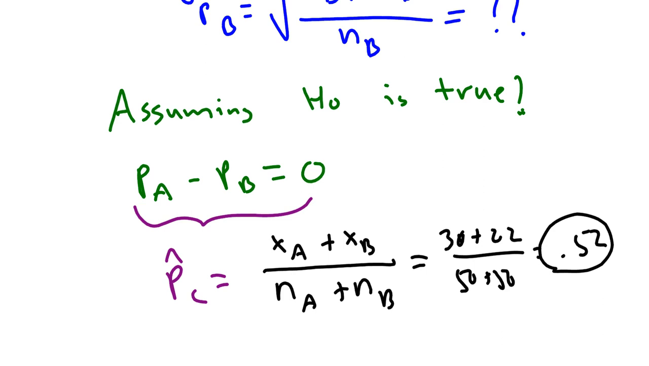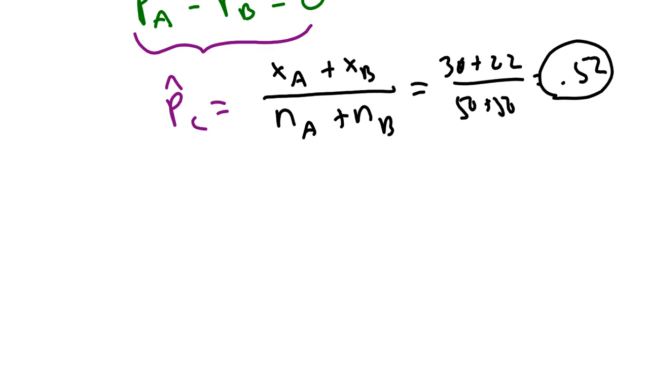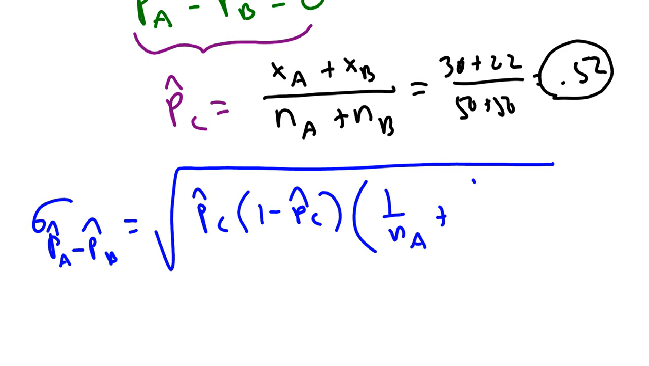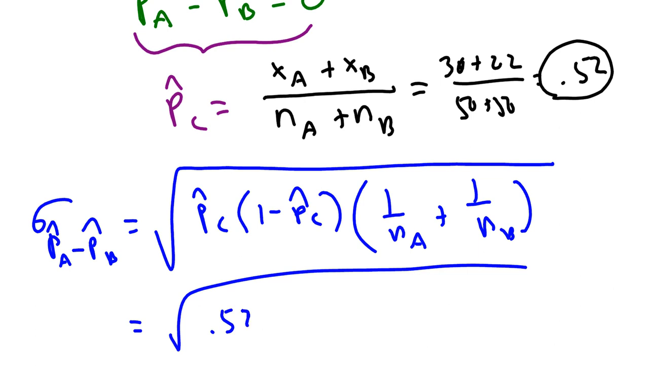Okay, and now once you have that, you're ready to find your standard deviation. So the standard deviation formula we're going to use is this. The standard deviation of p hat sub A minus p hat sub B is equal to the square root of p hat combined times 1 minus p hat combined times 1 over NA plus 1 over NB. Okay, so this is going to equal the square root of 0.52 times 1 minus 0.52, or 0.48, times 1 over 50 plus 1 over 50.